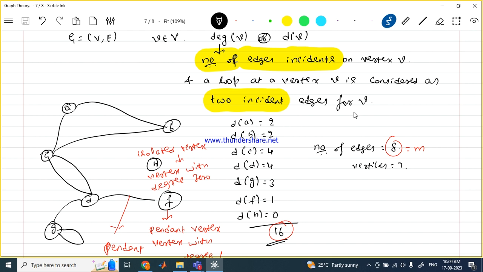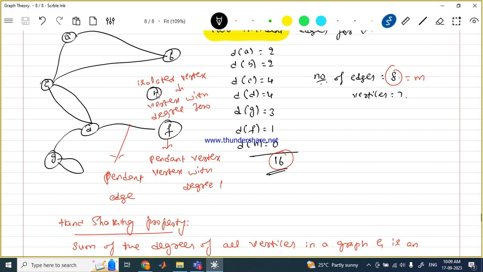And afterwards we noted a few things. Sometimes they can ask you like this: show that handshaking property is satisfied. Identify the isolated vertex, pendant edge in the graph. So pendant vertex refers to what? The vertex with the degree 1. Isolated vertex means vertex with the degree 0.